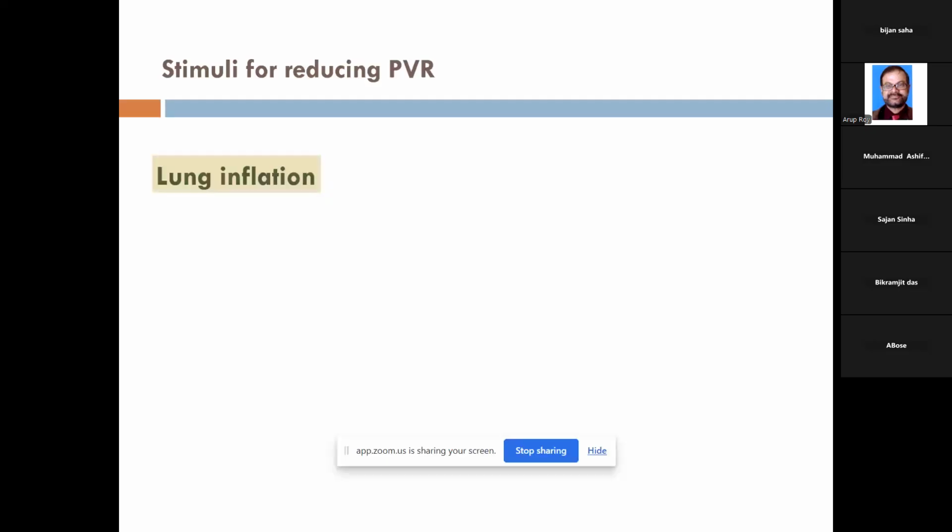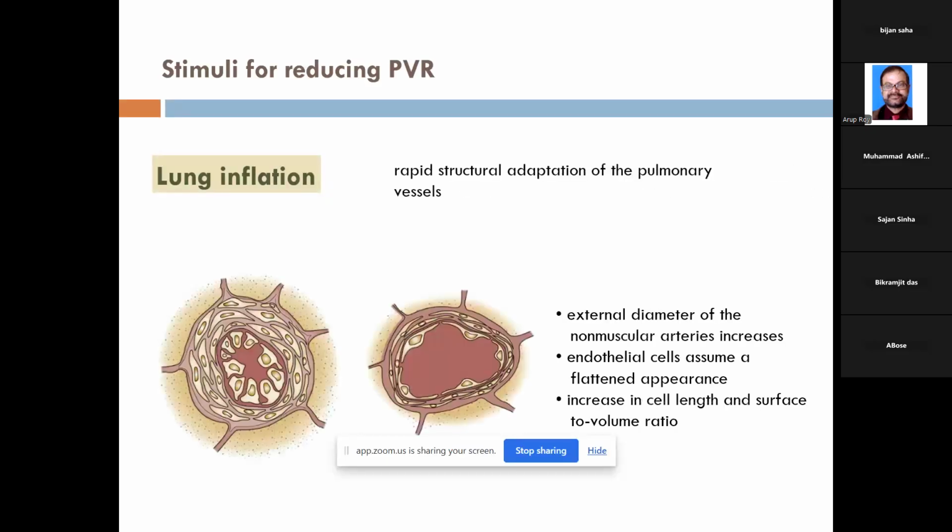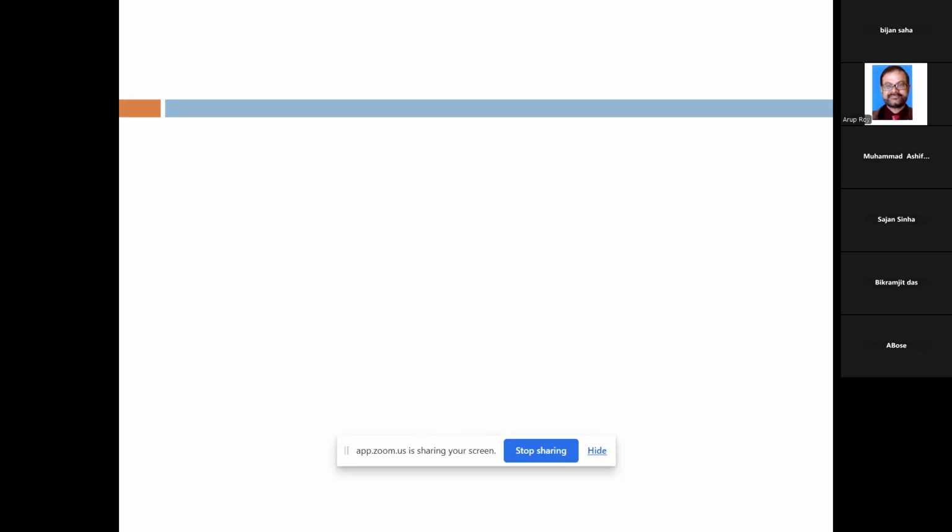The stimulus for reducing pulmonary vascular resistance comes from the lung inflation. You can see there is a rapid increase in the structure of the alveoli. It gets stretched. The alveolar epithelial cells are stretched, which increases their surface area. More oxygen diffusion happens. The alveolar blood vessels are exposed to more oxygen, as a result of which pulmonary vascular resistance falls further. Next slide.